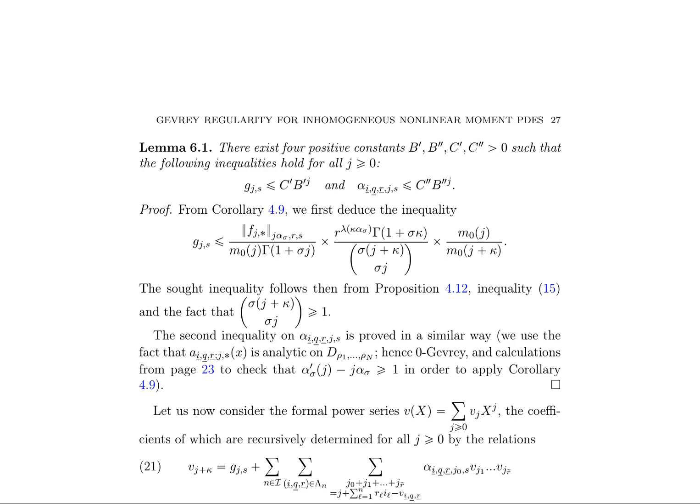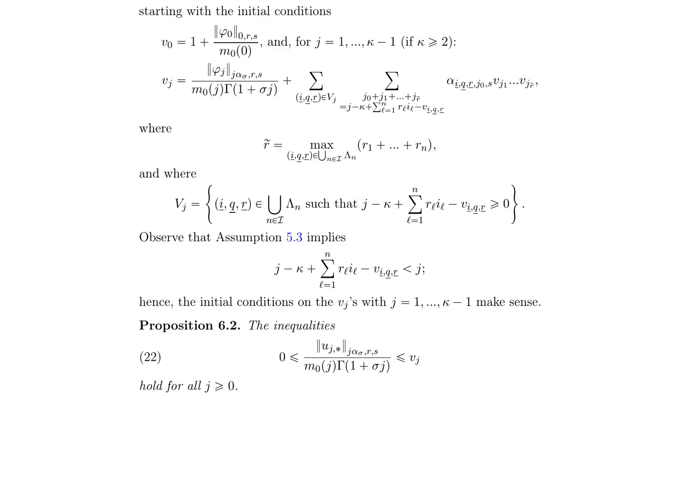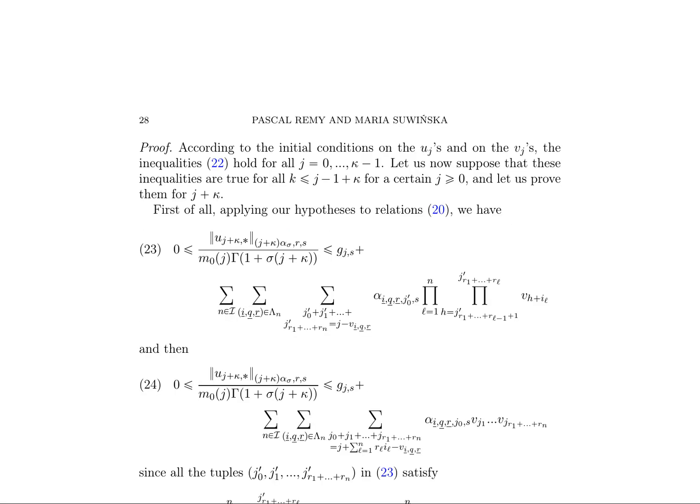The combined summary of pages 27 and 28 of the research paper discusses the Gevrey regularity for inhomogeneous nonlinear moment PDEs. It begins with Lemma 6.1, which establishes inequalities for the functions g_{j,s} and alpha_{I,q,r,j,s}. The proof relies on Corollary 4.9 and Proposition 4.12. The discussion then shifts to the formal power series V(x), where the coefficients are recursively determined by relations involving g_{j,s} and alpha_{I,q,r,j,s}. The initial conditions for the V_j's are also specified.